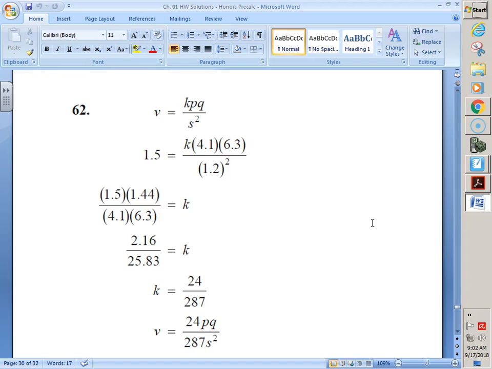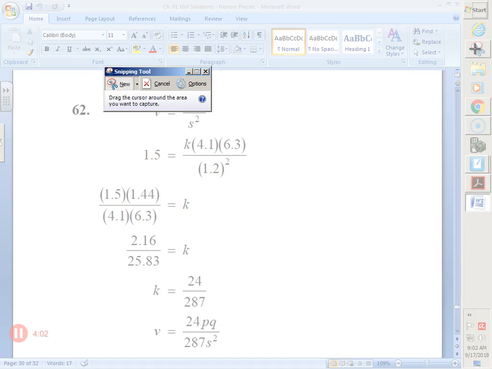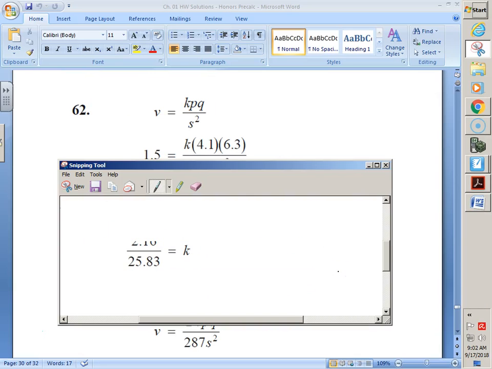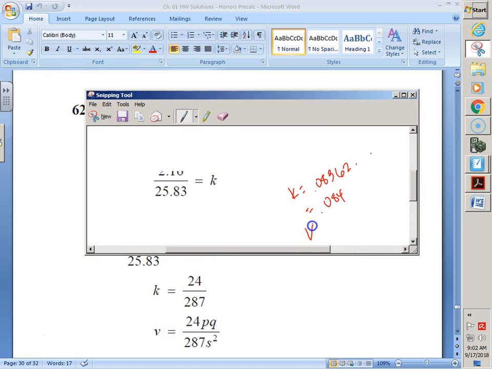A decimal would have been, do you guys agree, 0.084? Did anybody do the decimal? You could have done math and fraction. You guys know that one, right? Math and frac, and you can go to a fraction, 24 over 287. But the decimal would have also been fine. So then 0.084. So then this also could have been B equals 0.084 PQ all over S squared.